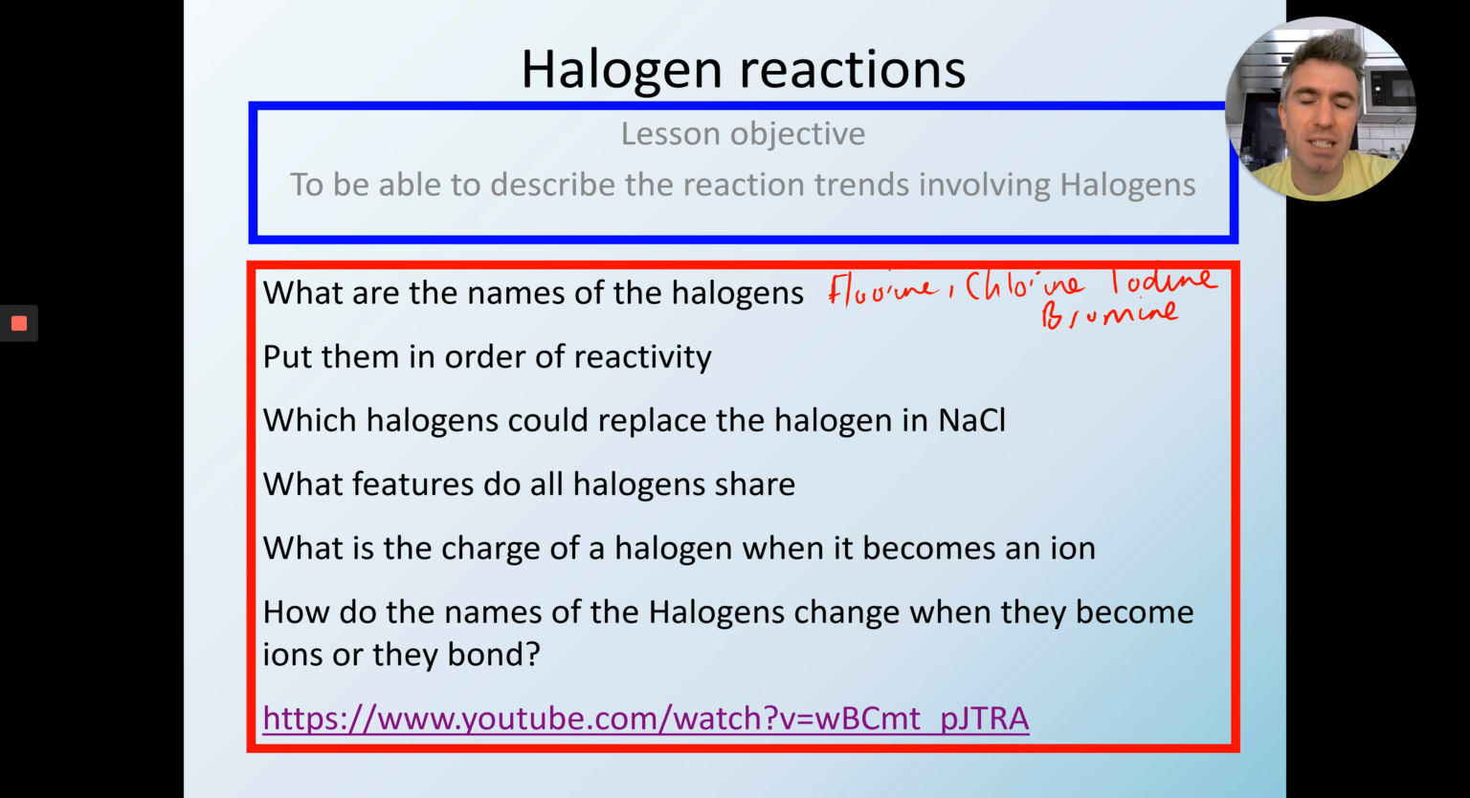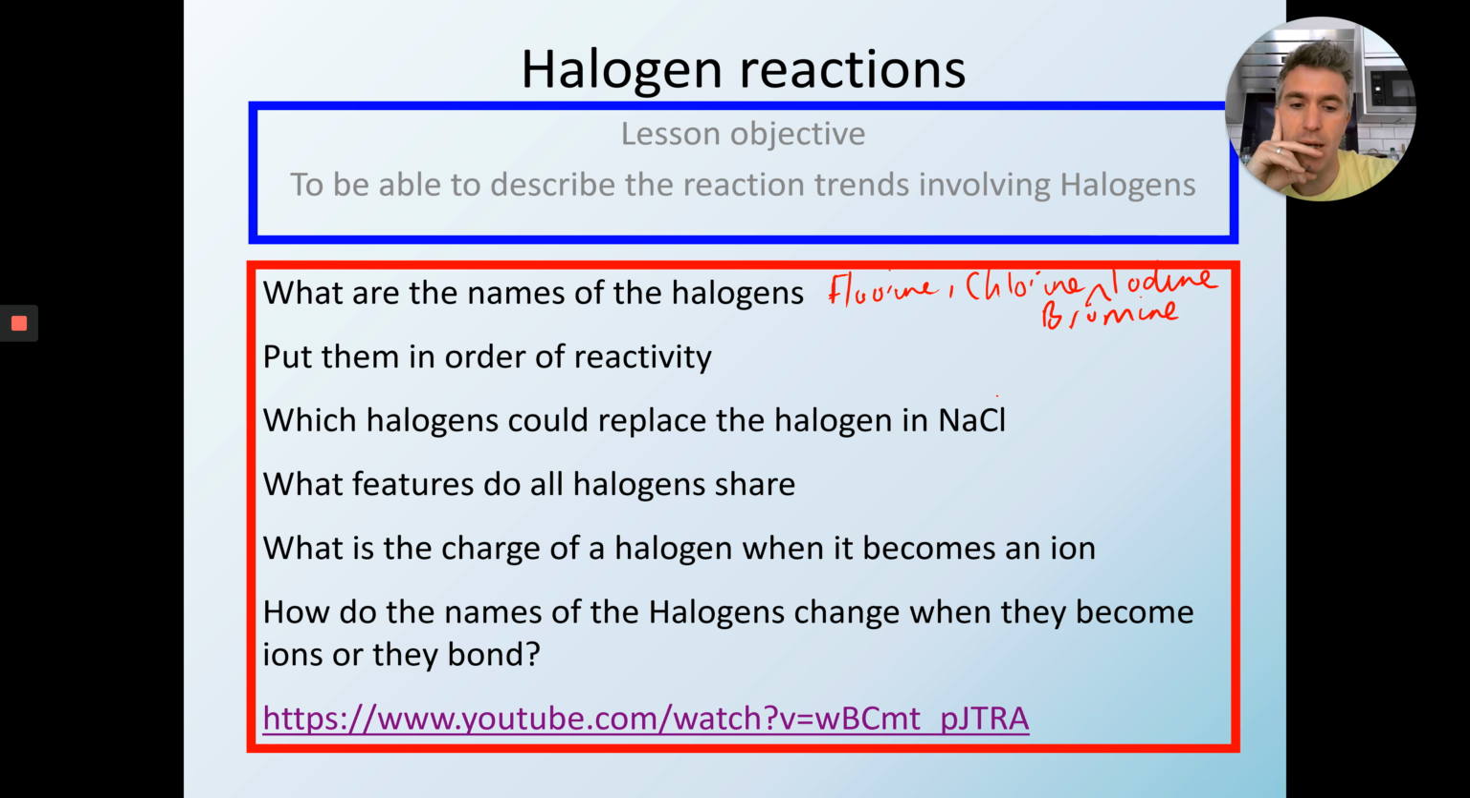Put them in order of reactivity. I have already done that. Check it out. Fluorine, chlorine, iodine, bromine. Oh, no. Hang on. That's the wrong order. Fluorine, chlorine, bromine, iodine. There we go. Fluorine is the most reactive. Chlorine is the next most reactive. Then bromine, then iodine.